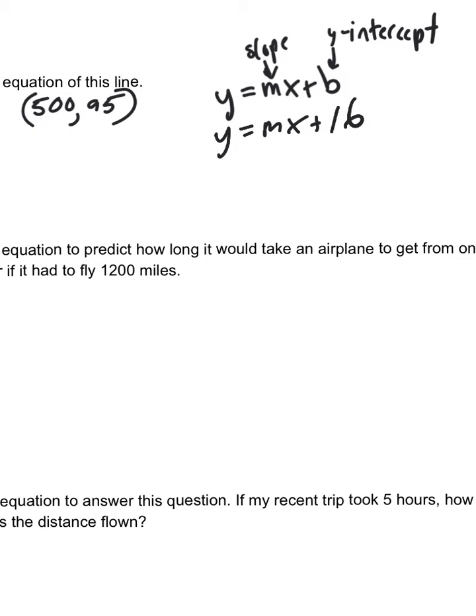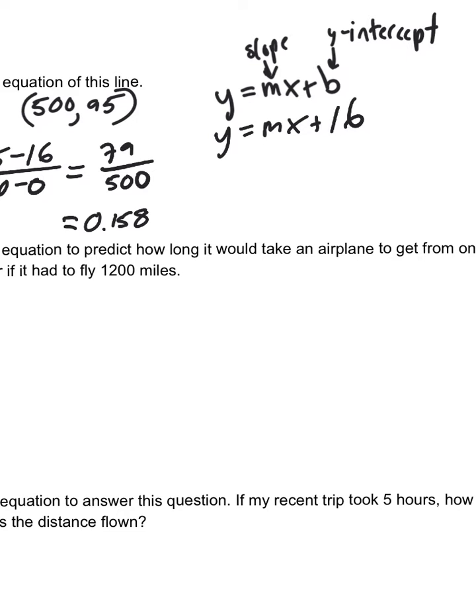So I'm going to go ahead and find that slope right now. I do the change in the y's, which is 95 minus 16, over the change in the x, which is 500 minus 0. And now I can go ahead and reduce this fraction down. So I went ahead and reduced that. It's 95 minus 16, I got 79. 500 minus 0, I got 500.